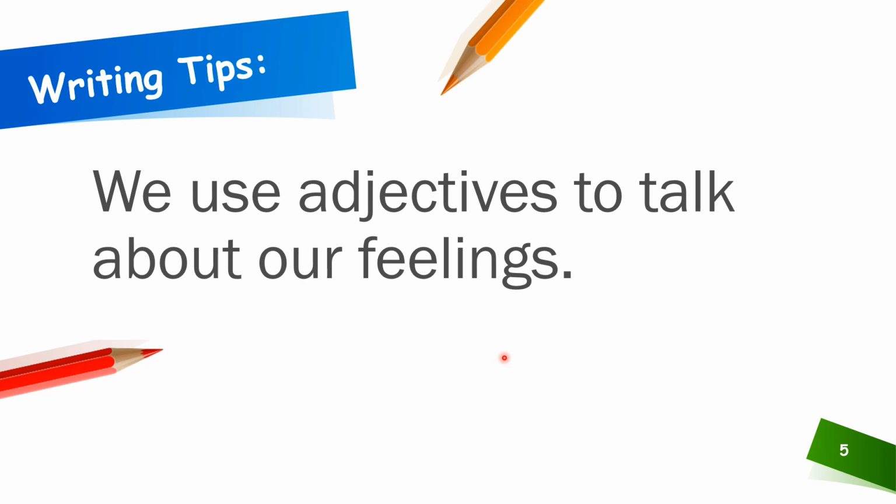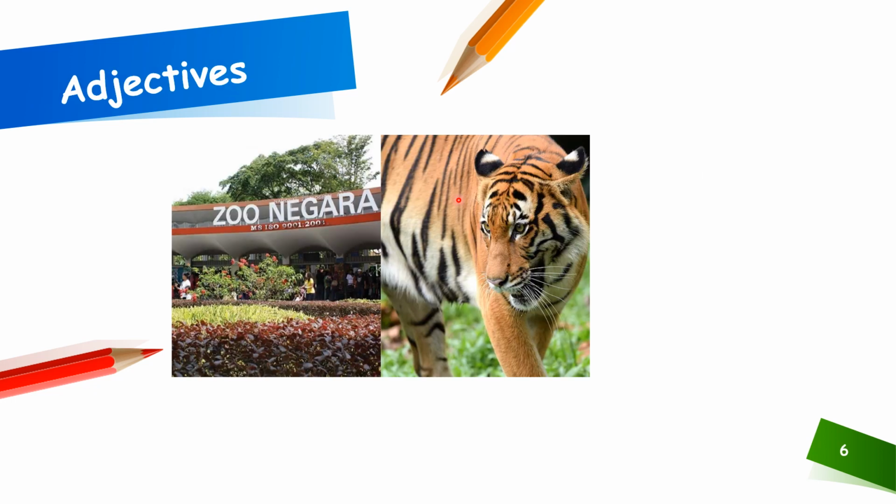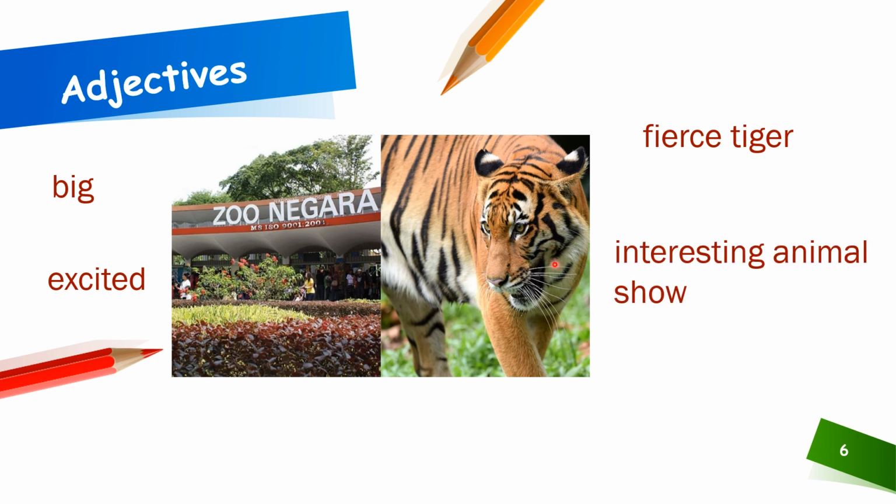Next, when we write an email, we use adjectives to talk about our feelings. Okay, kata adjective, 形容词. Okay, these are the words that describe how we feel. So for example, let's say you went on a trip to Zoo Negara, all right? The Zoo Negara is big, maybe you can use words like big. You were very excited, you know, because you're going to see many animals. You're going to see the tigers, the pandas, the gorillas, okay? And maybe you saw a fierce tiger, right? And also, you might watch an interesting animal show, okay?